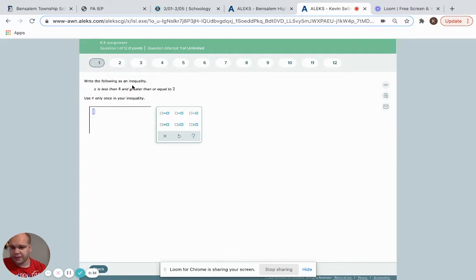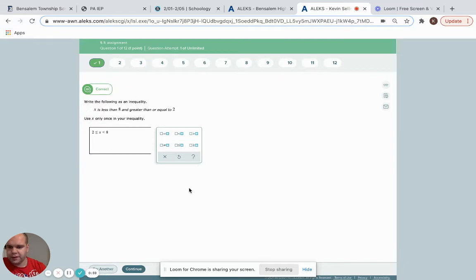All right, write the following as an inequality. X is less than 8 and greater than or equal to 2. To do this, I'm going to find the greater than or equal to, write 2, click that, and type in X. So X is greater than or equal to 2. And I'm going to say that it's less than 8. Then I'm going to hit check. And perfect. That just shows how to type your answers in here.